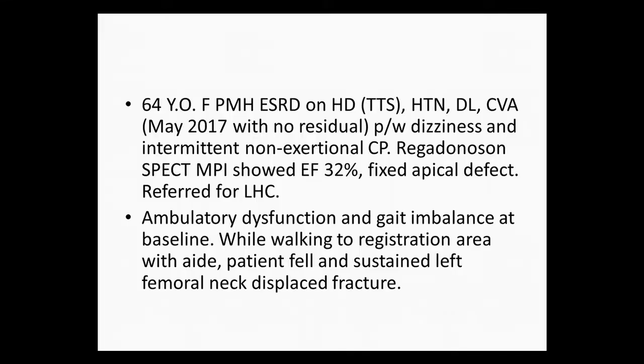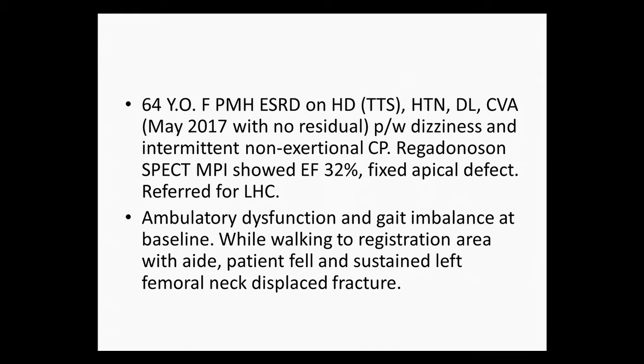The case that I'm presenting is a 64-year-old lady who has a history of end-stage renal disease on dialysis, hypertension, and dyslipidemia. She had a CVA in May of 2017 without any residual deficits. She presented as an ambulatory patient for a cardiac cath. Her complaints were dizziness and intermittent non-exertional chest pain, and she had an outpatient SPECT MPI which showed a new decrease in her ejection fraction to 32% with a fixed apical defect.